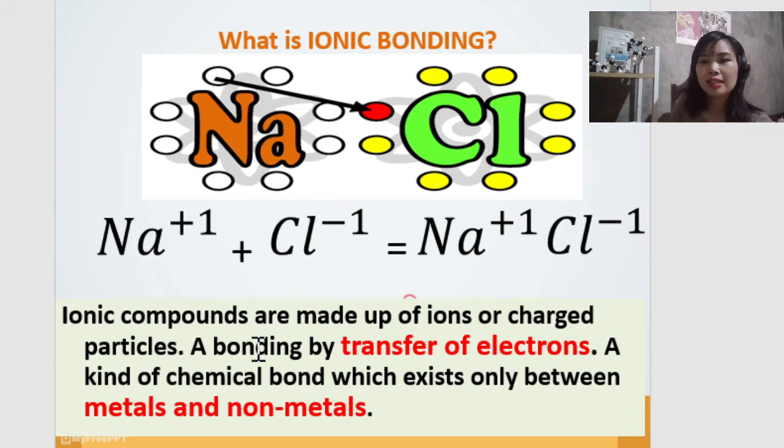Okay. These are ionic bonding, or these are ionic compounds, or examples of ionic compounds. So what are ionic compounds? They are made up of ions or charged particles, bonding by transfer of electrons, a kind of chemical bond which exists only between the metals and the non-metals. Again, transfer of electrons, metals, and non-metals.